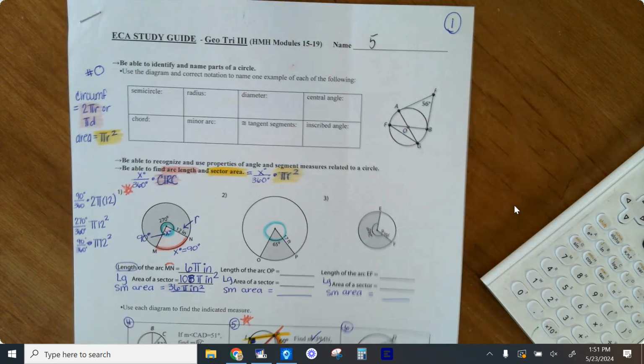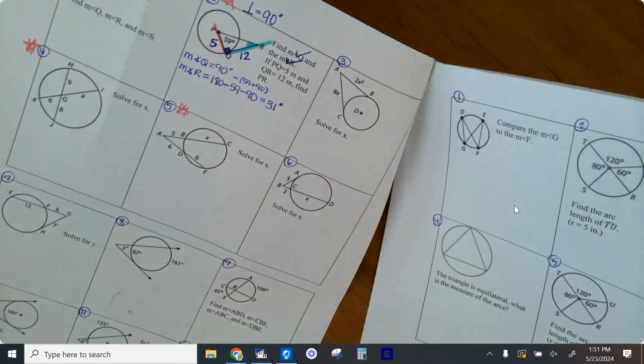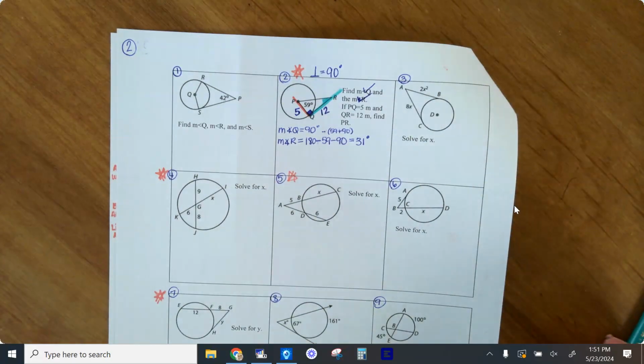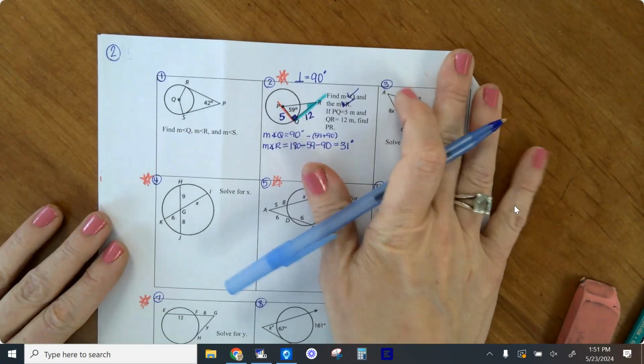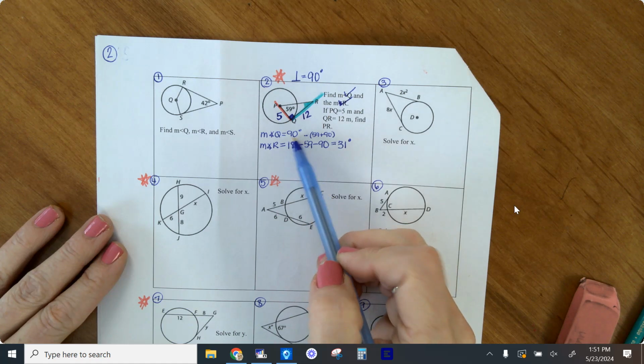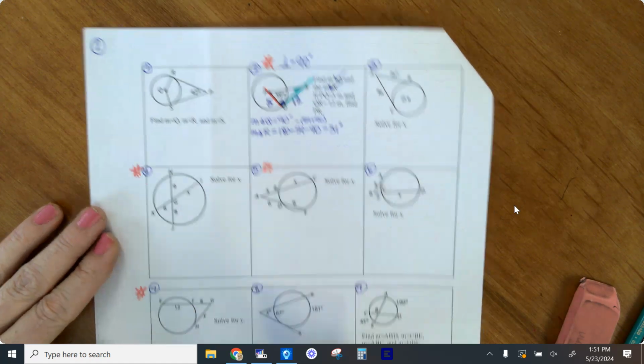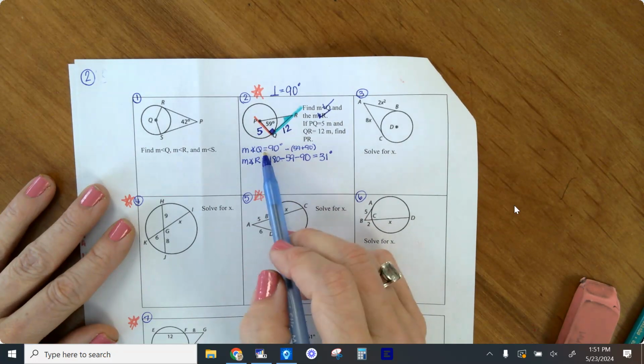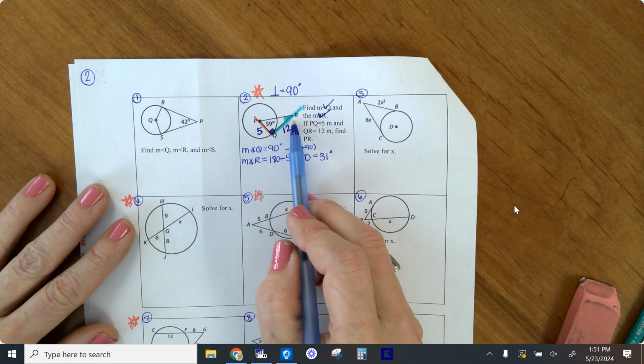All right, so we are on page 2. We're going to get pretty far today. We already did page 2. Oh, well, I'm sorry. We decided what we're doing on page 2, and we already started on number 2. We found angle Q and angle R.